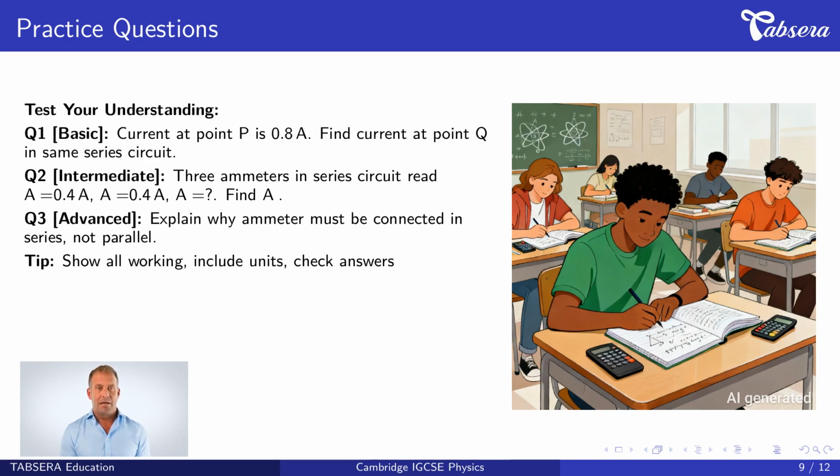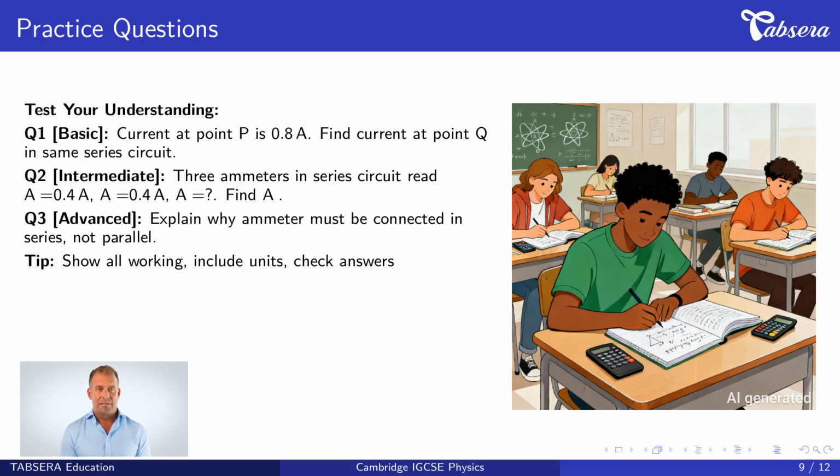Question 2 is intermediate level. It states, 3 ammeters in series circuit read A1 equals 0.4 amperes, A2 equals 0.4 amperes, A3 equals question mark. Find A3. This requires you to apply the series circuit principle to predict the third reading.